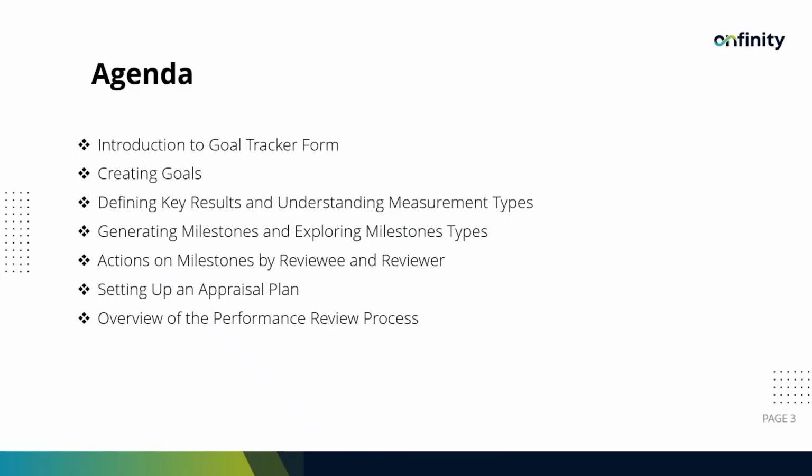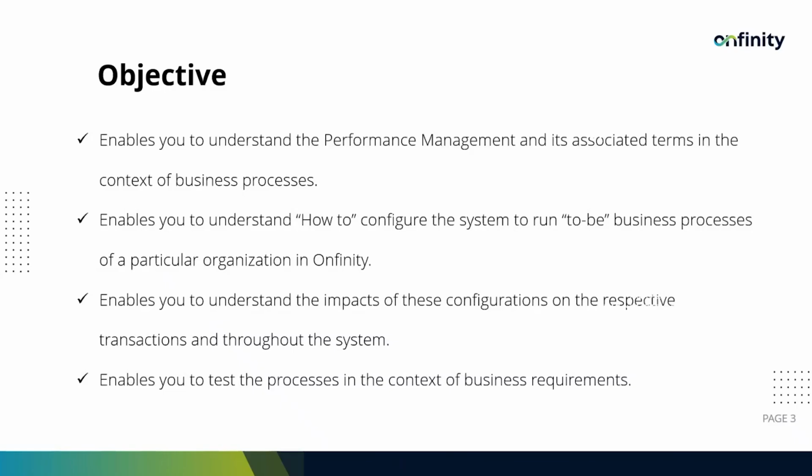The agenda of this training session is to provide an introduction to the goal tracker form, cover creating goals, define key results, and understand measurement types, generate milestones, and explore milestone types, and detail actions on milestones by the reviewee and reviewer. We will also cover setting up an appraisal plan and provide an overview of the performance review process. The objective of this session is to enable you to understand performance management and its associated components.